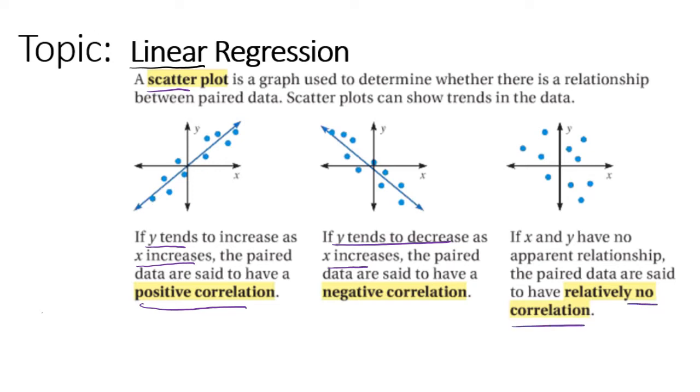Another way of saying this would be, if you see a line where slope is positive, then you have positive correlation. Where slope is negative, we have a negative correlation. If there's no slope, then no correlation.